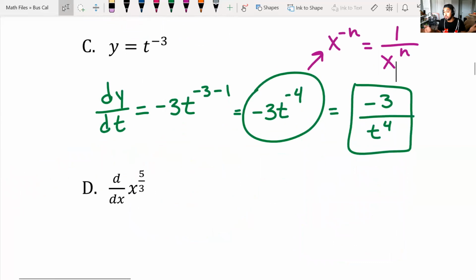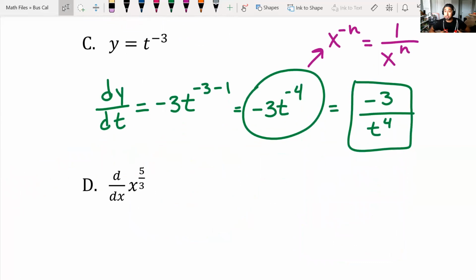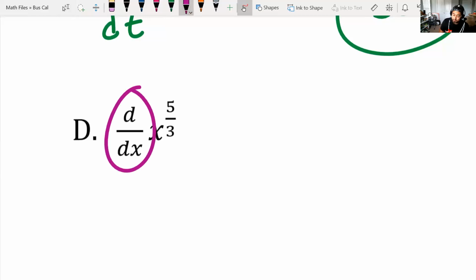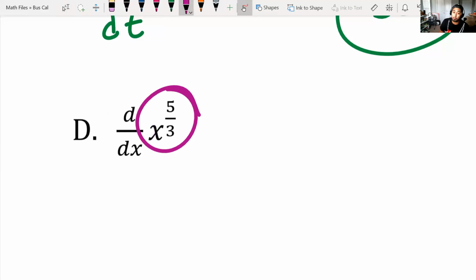And you see how all of this is purely algebraic. Just use an algebraic property to rewrite that. All right. D. So with this notation, d over dx, all this says is, hey, take the derivative of this power function or power expression with respect to x. That's it.